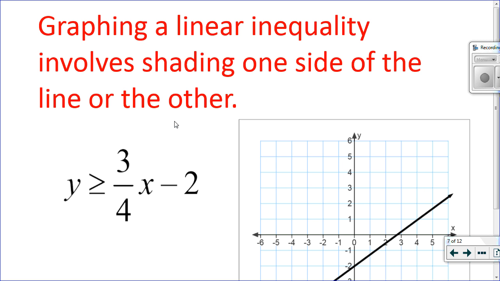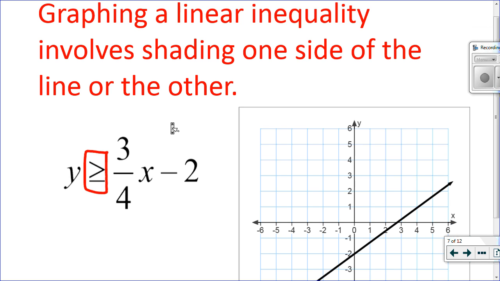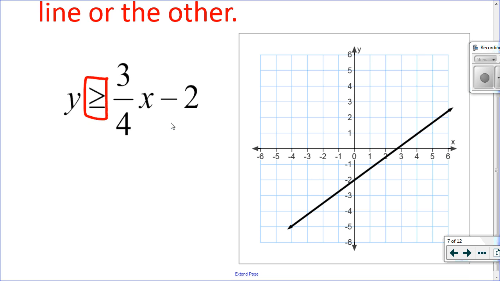Let's take a look at this one. So this is an inequality rather than an equation. So notice that I have an inequality symbol. This is a relation symbol that's not equals. And that involves shading on one side or the other. So I'm going to graph this exactly the same way as I was graphing it before, but this time I'm going to shade. So I see a y-intercept of -2 and a slope of 3/4, right? So 1, 2, 3, 1, 2, 3, 4.